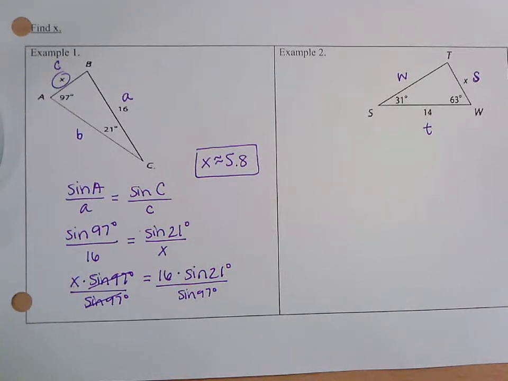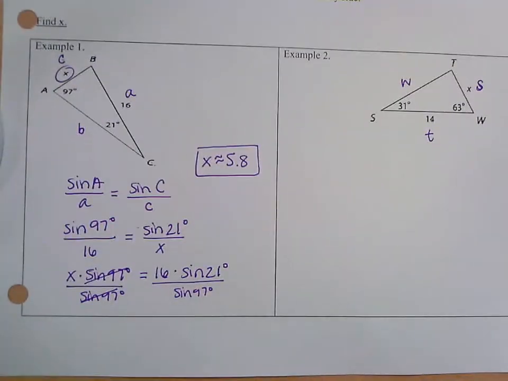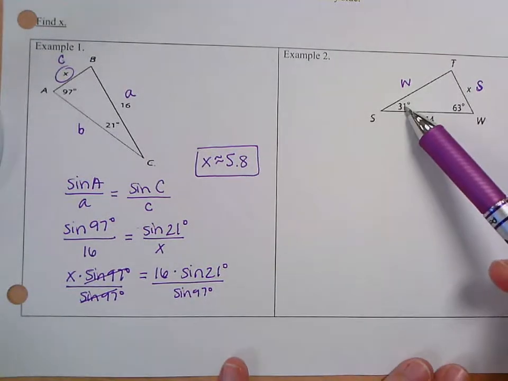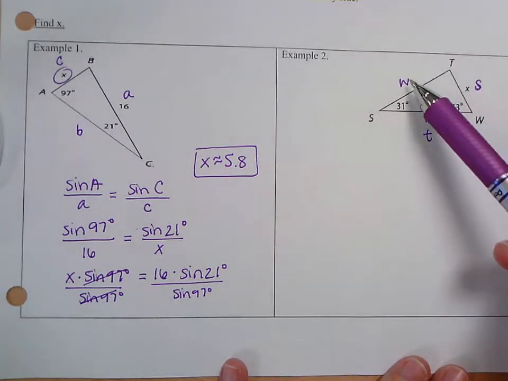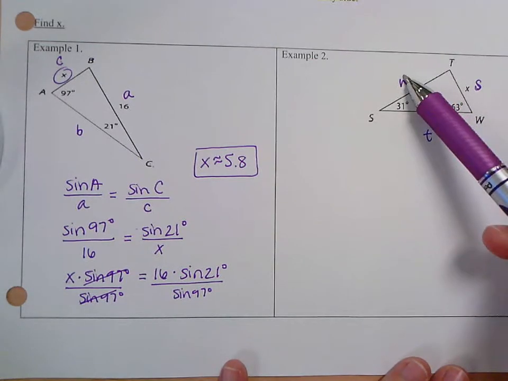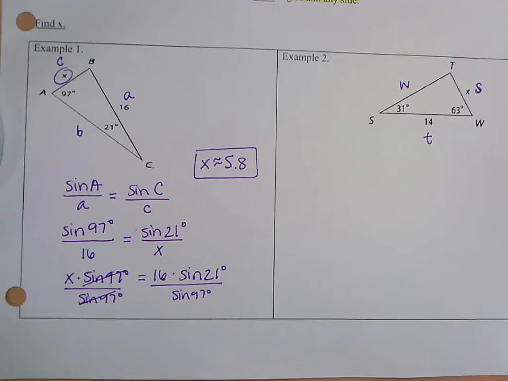In this case, like I said, we need one full ratio, so we need an angle with its opposite side that we know both of them. Do we have that right now? No. So we have angle S, but we are looking for side S. We have angle W. We don't know side W, and we're not looking for it. We have side T. We don't have angle T. Is there something we could find based on what we're given, Quinn?